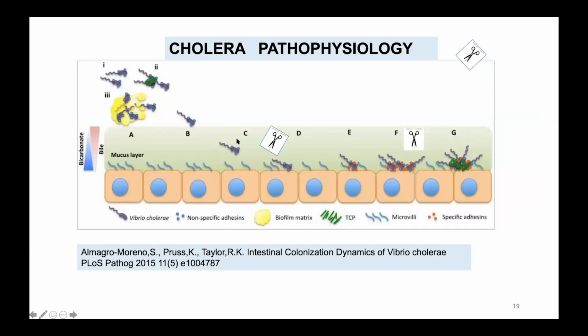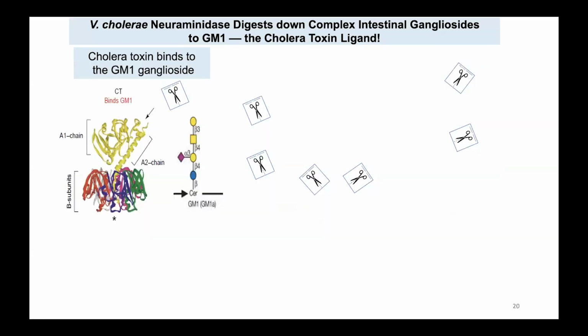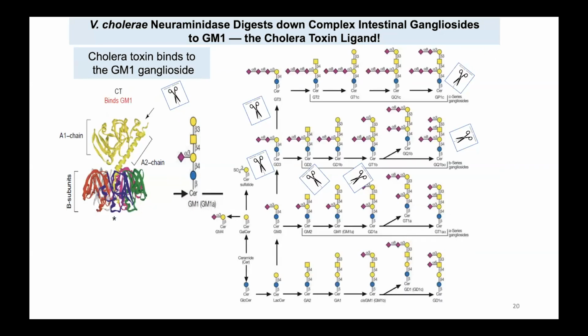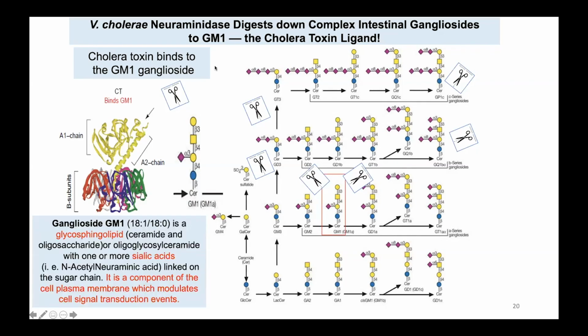So here's a diagram showing the cholera bacterium invading through the mucus and then using neuraminidase to expose the ganglioside receptor on the surface of epithelial cells, to which it then binds. So here is a complex mixture of gangliosides, all containing sialic acids, but it's been shown that Vibrio cholerae uses these neuraminidases to finally expose the GM1 ganglioside, to which it then binds. The GM1 ganglioside is a component of the cell plasma membrane, which modulates cell signal transduction events.